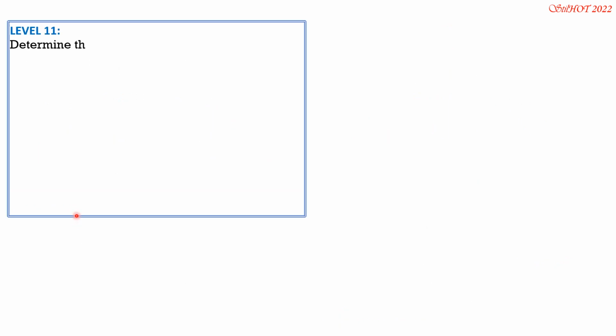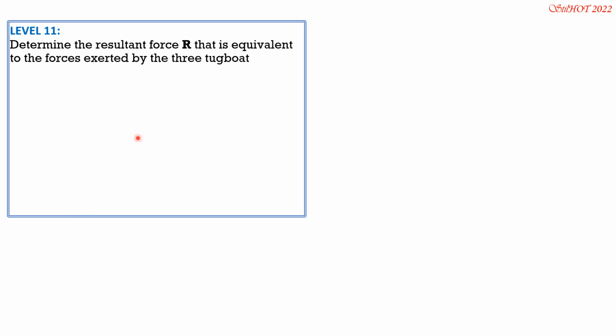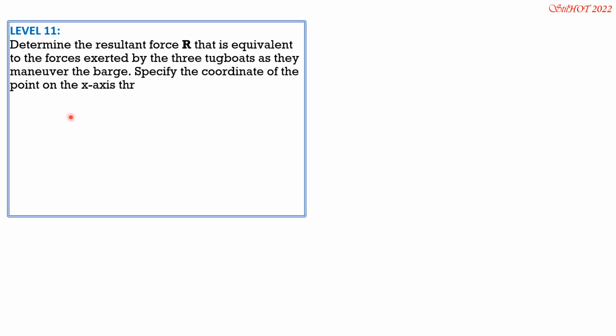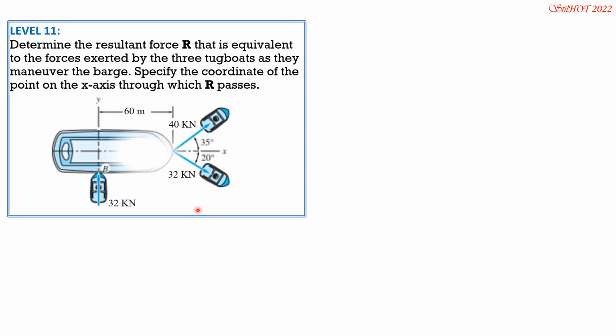Lastly, determine the resultant force R that is equivalent to the forces exerted by the three tugboats as they maneuver the barge. Specify the coordinate of the point on the x-axis through which R passes. So this is the figure, and they are concurrent because the resultant of these two will definitely intersect this 32 kilonewton. So we can reduce the system to just two force systems that are concurrent and coplanar, of course.